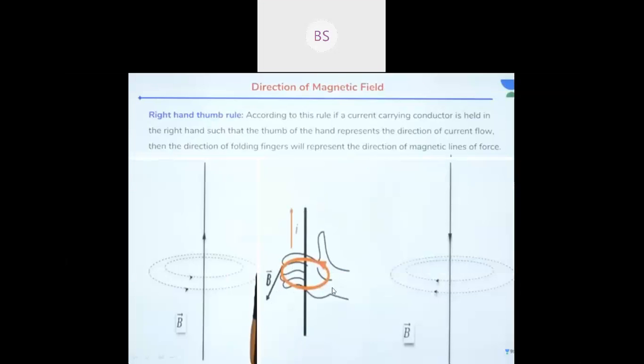According to this rule, if you hold the current carrying wire in your right hand, the thumb represents the current flowing and the direction of the folding fingers will represent the direction of the magnetic field lines of force. Okay. So the next one, we'll move to the next.